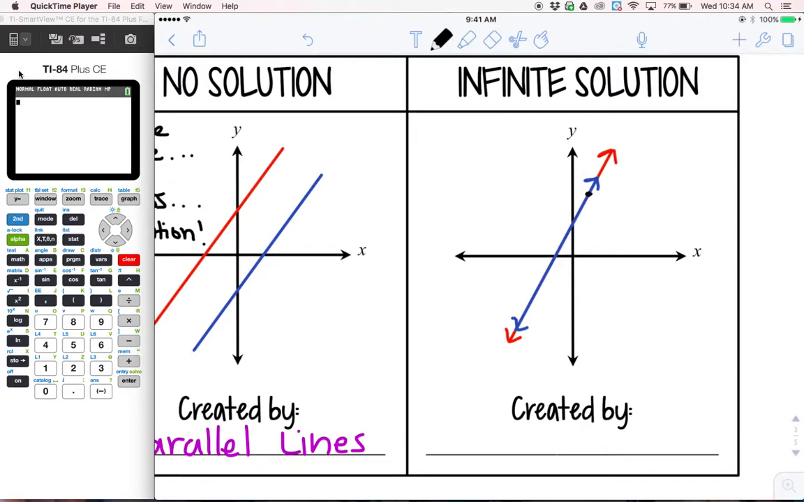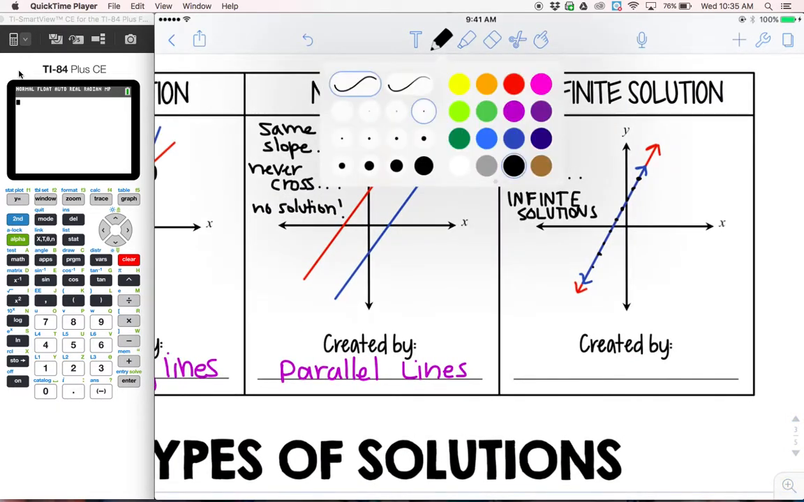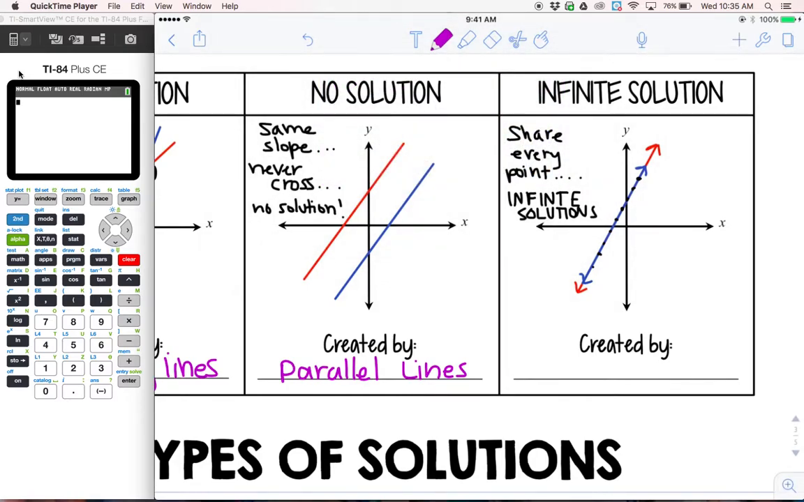So if I have two lines that are actually on top of each other, how many solutions are there? How many points do these lines share? Don't they share literally every single point? So I'm going to say share every point, because they overlap. So that's going to be infinite solutions. And that happens when we have, how would you describe those lines? You could say overlapping lines or identical lines or same exact equations. I'm going to write, infinite solutions are created when we have identical lines.